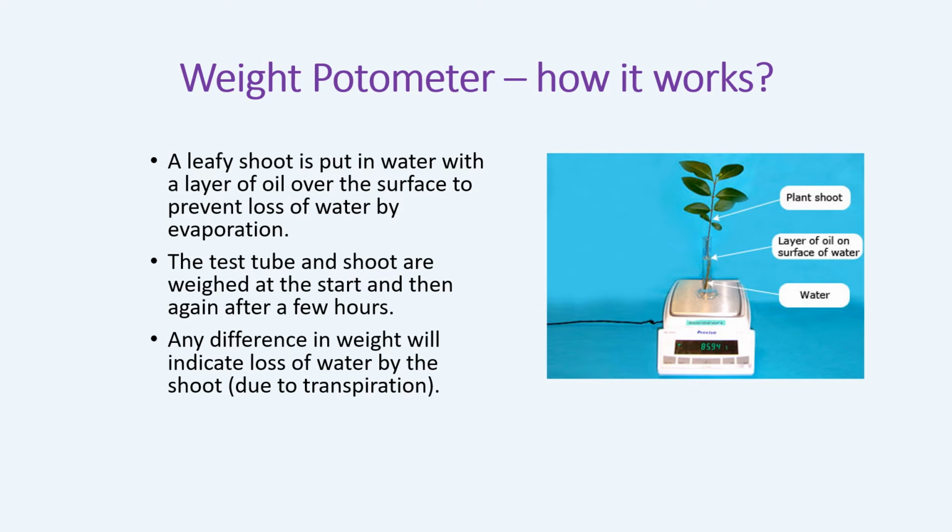Now let's look at a weight potometer. So a leafy shoot is put in water with a layer of oil over the surface to prevent the water being lost from the outside, so only the water is being lost from the leaf. So the test tube and shoot are weighed at the start, and then they're left for a few hours and weighed again, and then any difference in weight will indicate the loss of water by the shoot, which would be due to transpiration, and therefore you can calculate the transpiration rate.